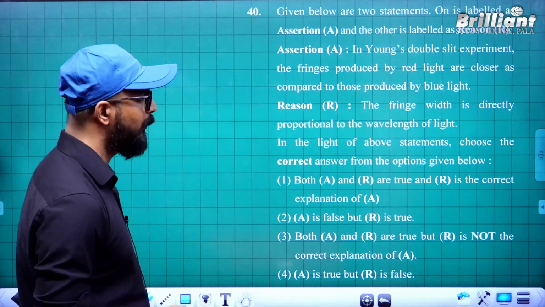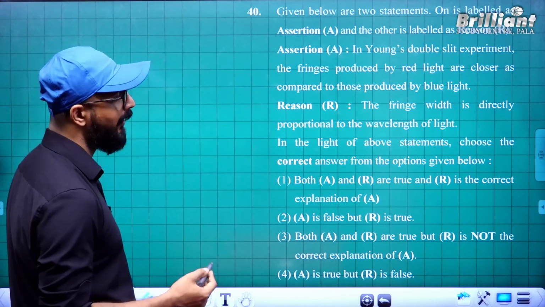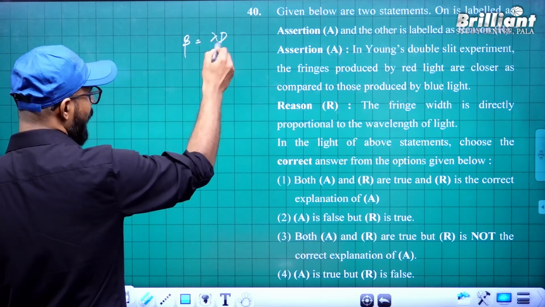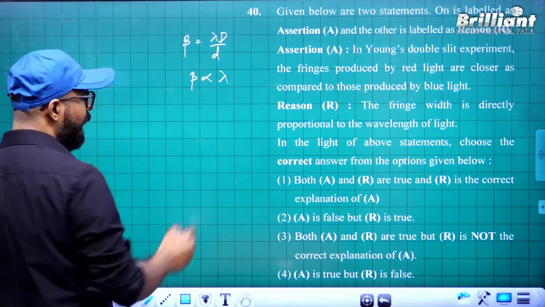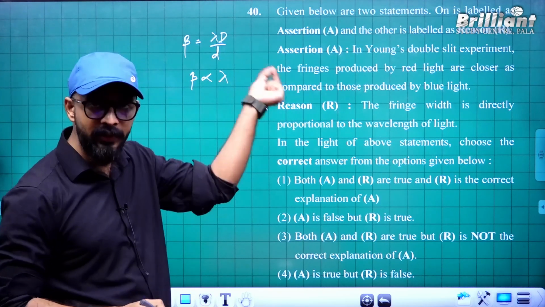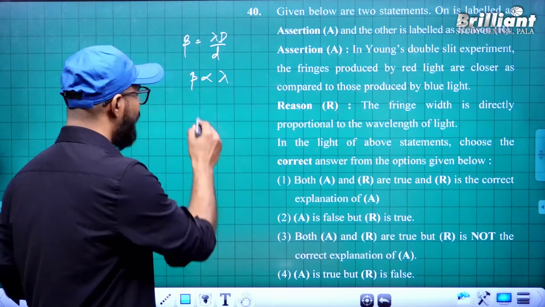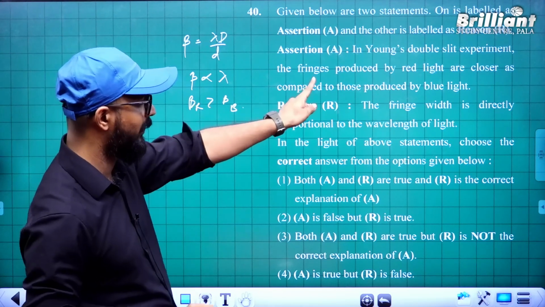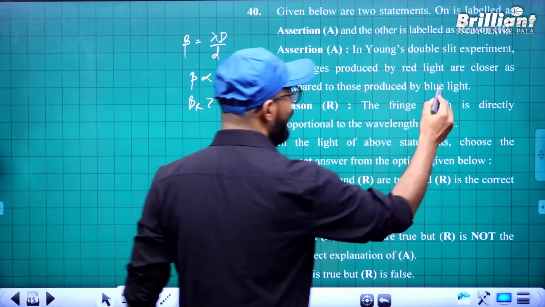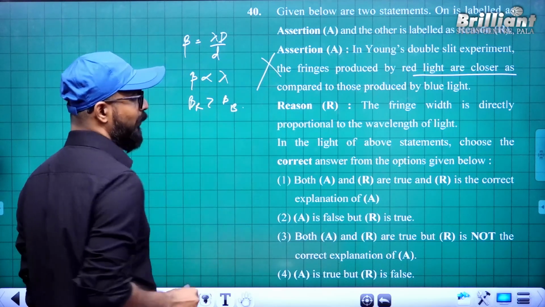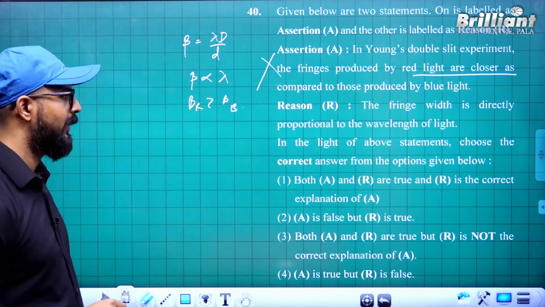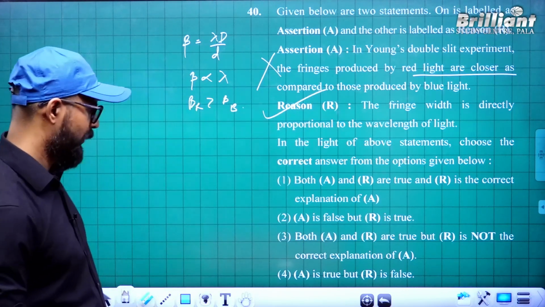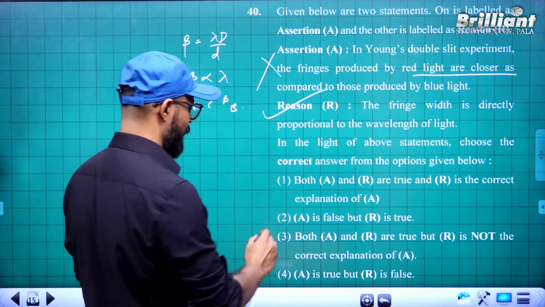Again, in Young's double slit experiment, the fringes produced by red light are closer as compared to that of the blue light. How do you write beta? Beta is equal to lambda D by d. Beta is directly proportional to lambda, and lambda for the red is more than that of the blue. So that means beta of the red should be greater than beta of the blue. So whatever the expression they have given is wrong. Red, it is closer they have given. So that statement is wrong. Fringe width is directly proportional to wavelength of light, and that is correct. So the answer is A is false, R is true.